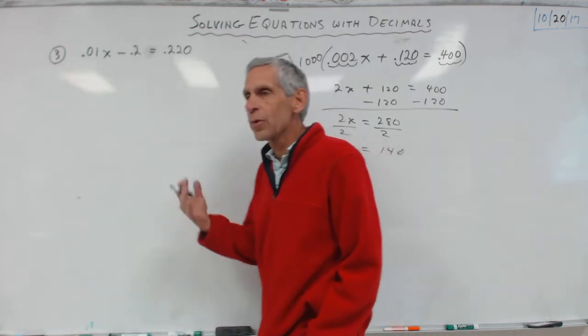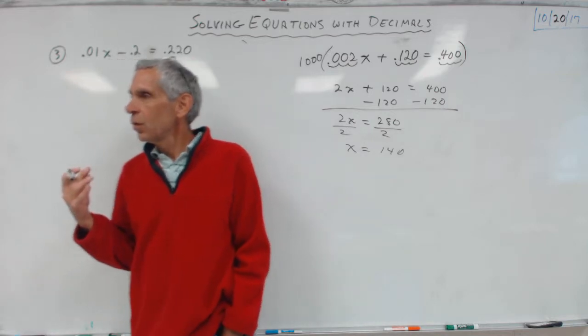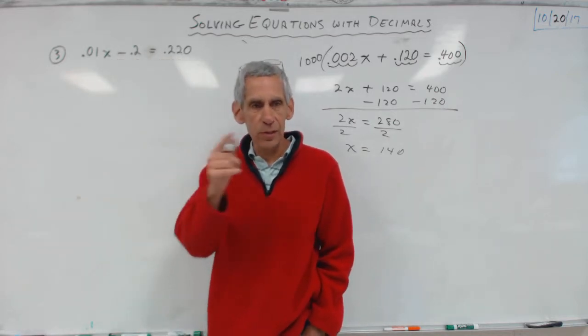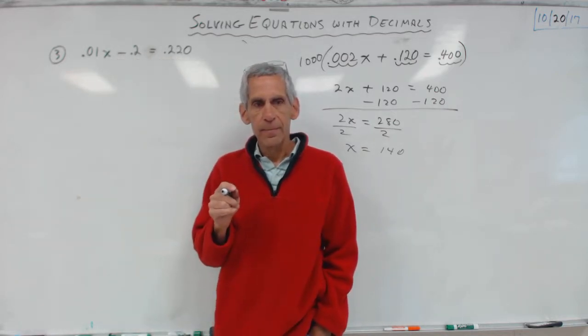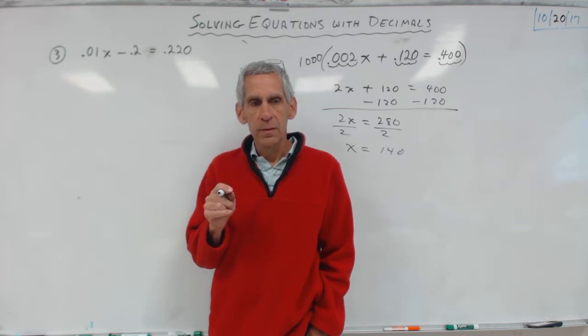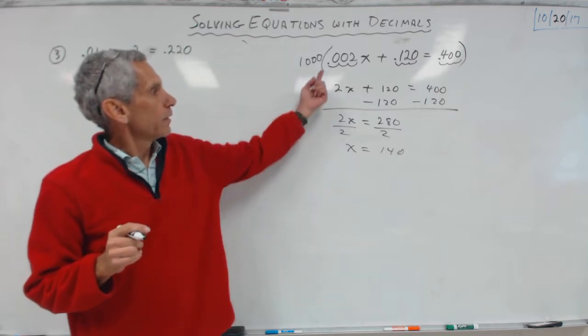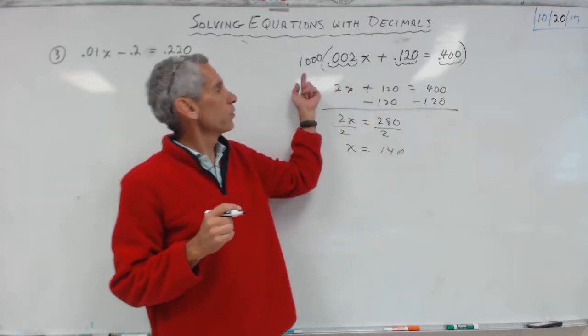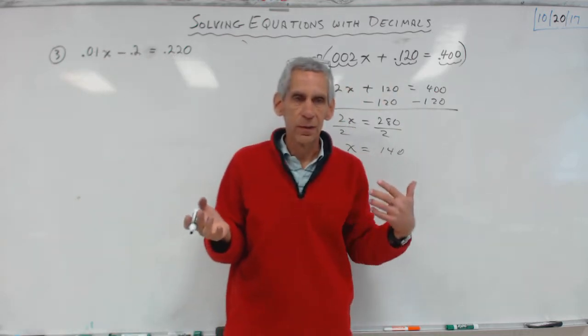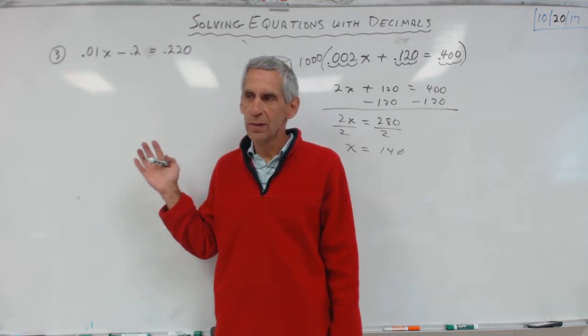Now, what's the problem with this? Does anybody see the problem? Sienna? Well, in the last one, all the decimals have the same number of places, so multiplying by 1,000 was perfect. But we don't have that with this one. They're all different.